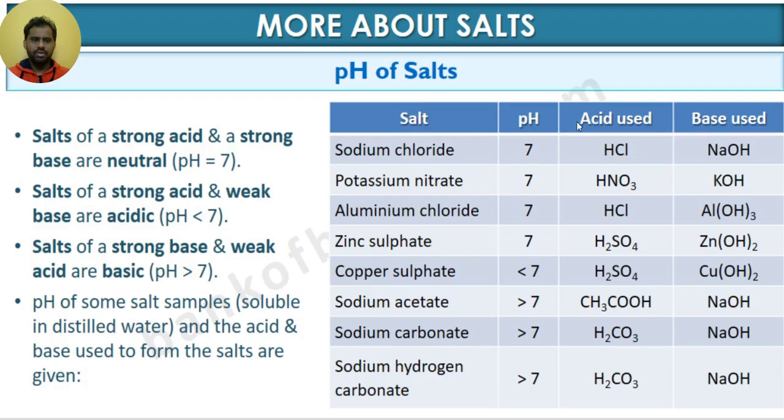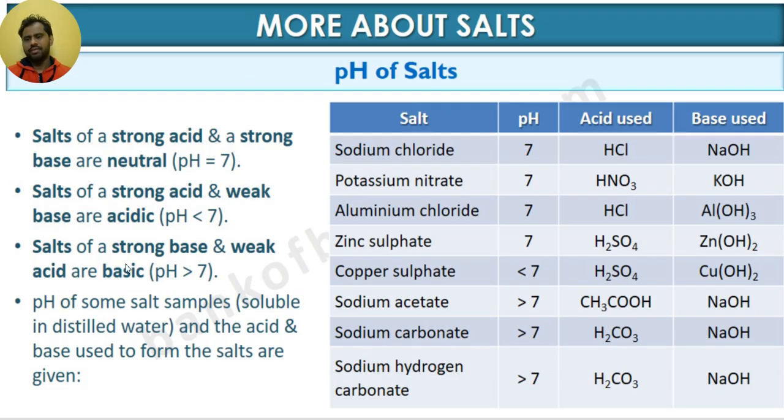In the first 4 salts, we can see HCl, HNO3, HCl, H2SO4 are strong acids. NaOH, KOH, Al(OH)3, Zn(OH)2 are strong bases. So when these two react, strong acid and strong base, they give us a salt of pH 7. Salts of a strong acid and weak base are acidic and have a pH lesser than 7. We can see this in the case of copper sulfate, a salt of a strong acid H2SO4 and a weak base Cu(OH)2, which is acidic, having pH less than 7.